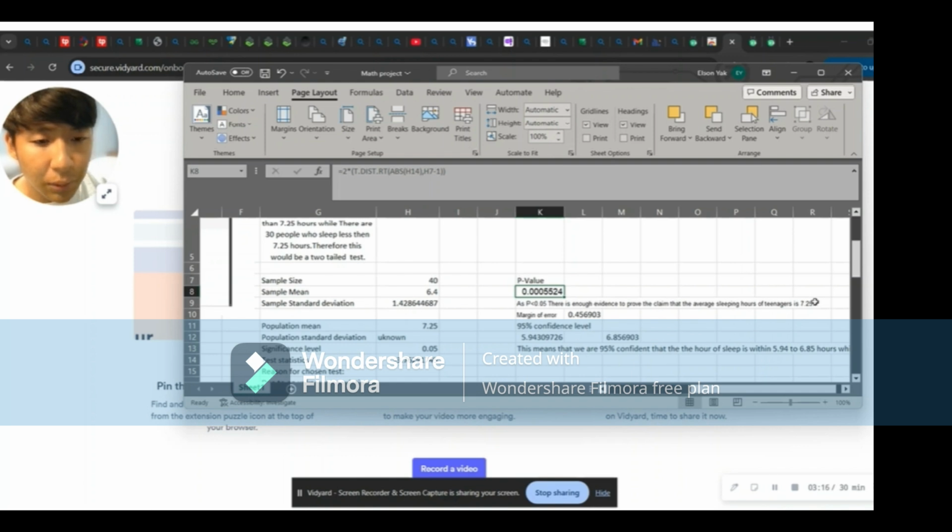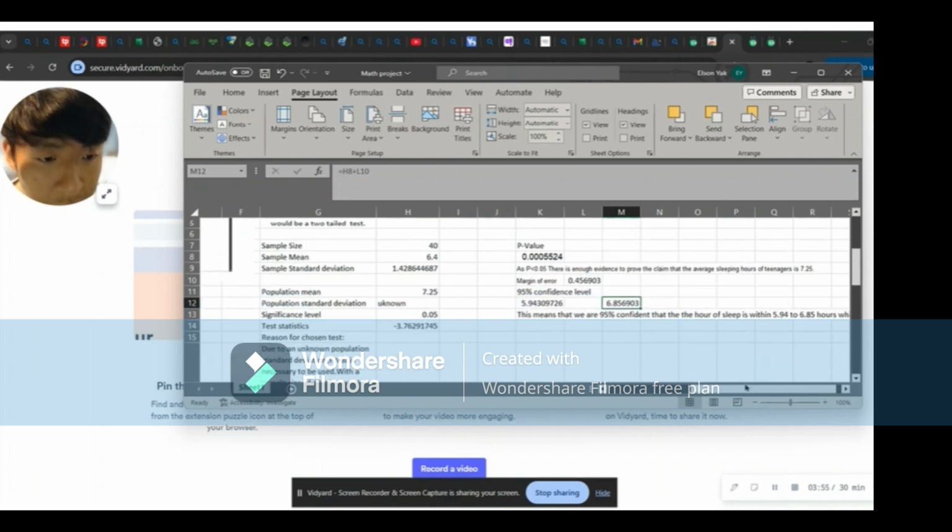of teenagers is 7.25. My margin of error, how I get it, is using the confidence t with H13, H9, and H7, just over here, the data here. So I get 0.456. For my 95% confidence level, I have H8 minus L10, which is my sample mean minus my margin of error, while over here I have H8 plus L10, which is my sample mean plus my margin of error.